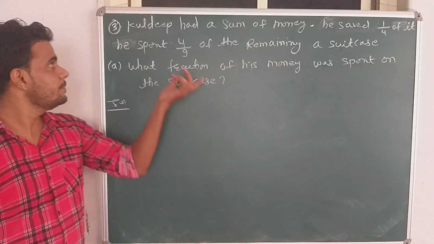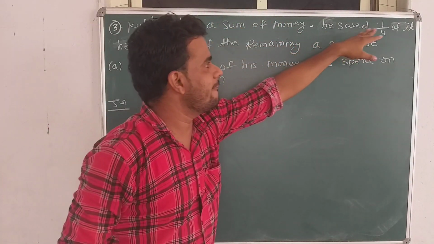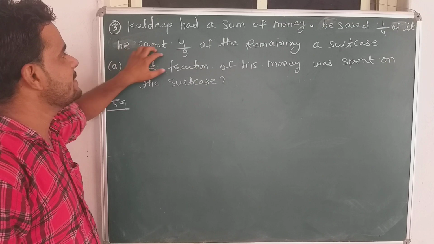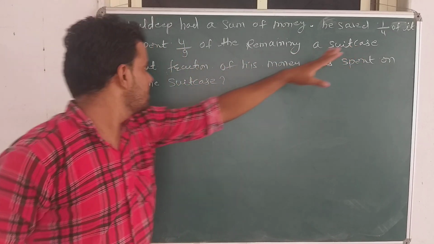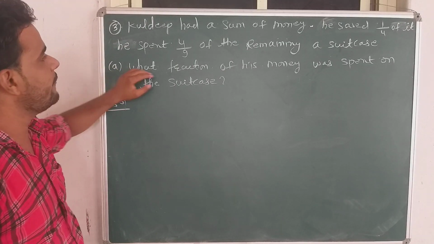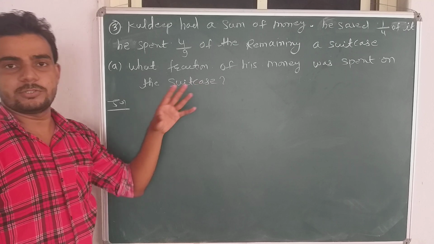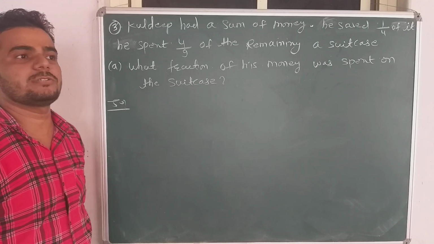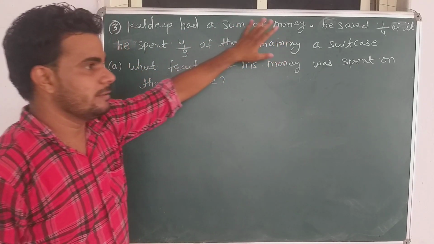Yes, next, third question. Kuldeep had a sum of money. He saved 1 by 4 of it, and he spent 4 by 9 of the remaining money on the suitcase. Okay. So we will find out what fraction of his money was spent on the suitcase. So you just read carefully the question. The question is saying that Kuldeep had a sum of money. The money is not given.